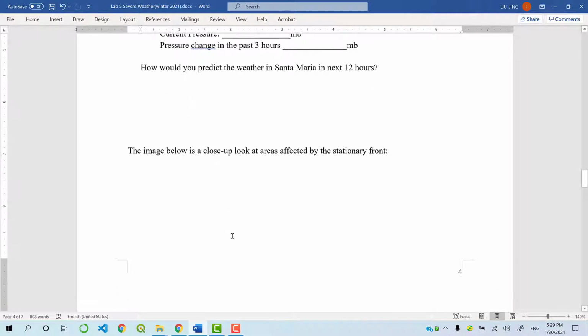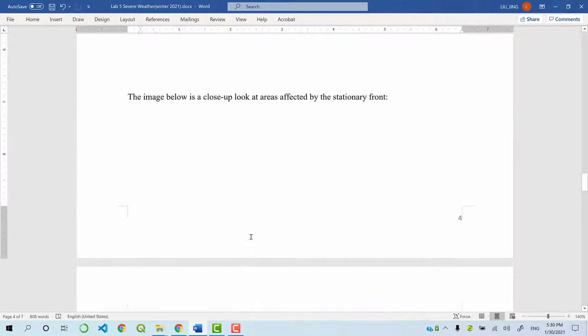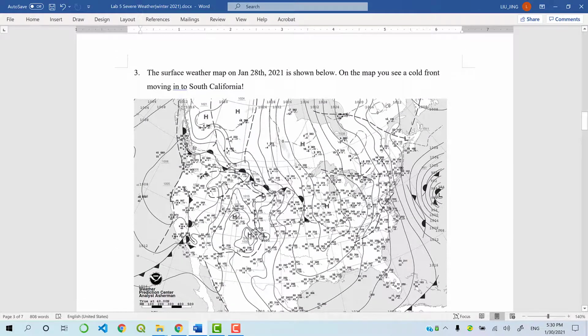And you have another stationary front up there. Here, this is a stationary front. You can see the cold front symbol and warm front symbol on the two sides of this line, right? So that is over Idaho, Montana.